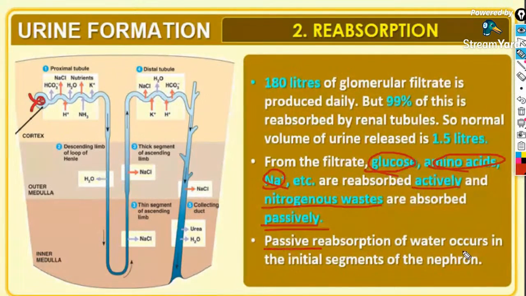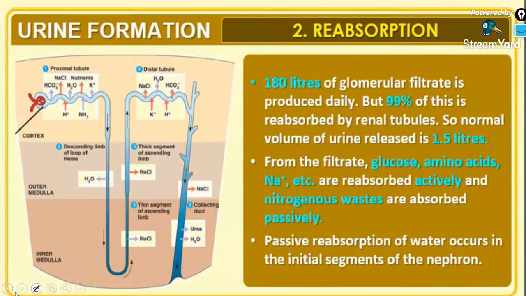What is the significance of passive reabsorption? Passive reabsorption of water occurs in the initial segments of the nephron. What are the initial segments of the nephron? Bowman's capsule, PCT, etc. PCT and Bowman's capsule are the initial segments.